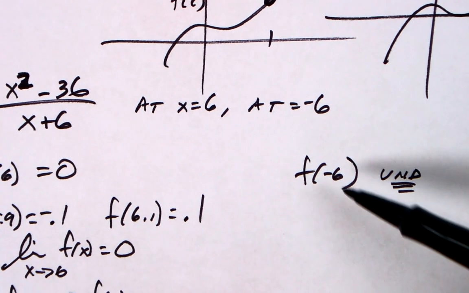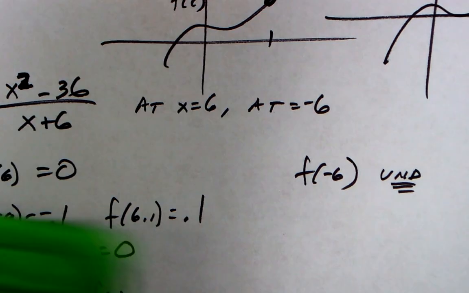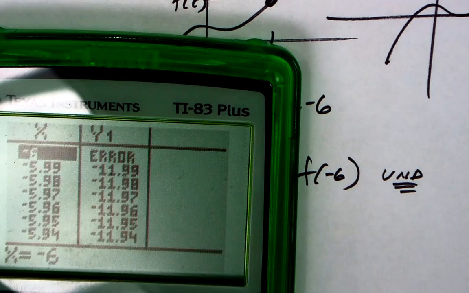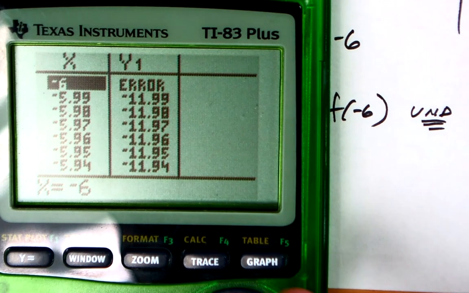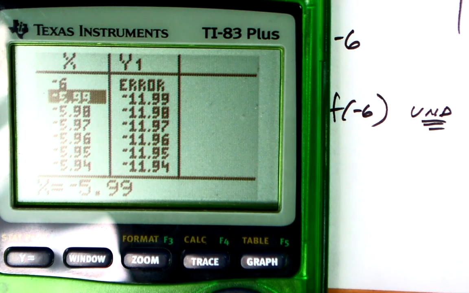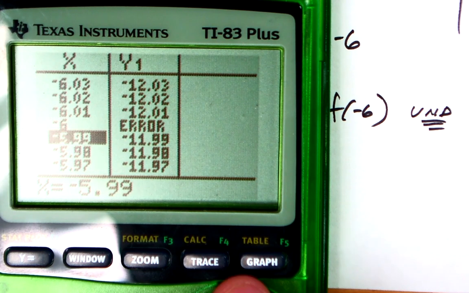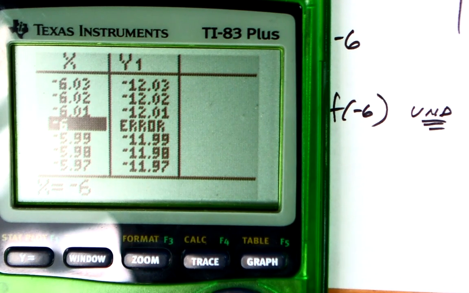Should we even continue with the test on negative 6? No, because we know it's not continuous. I'll show you what happens at that point. If I go to negative 6 and look at my table, there's negative 6. It looks like it's getting closer to negative 12. It is getting closer to negative 12, but it's not defined at negative 6, so it's done.